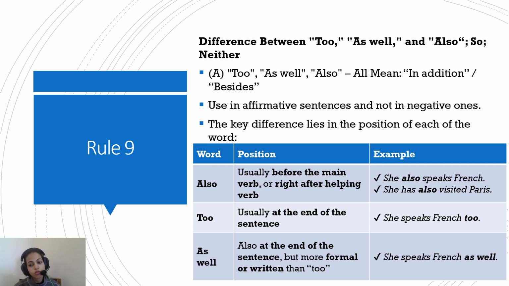Or she has also visited Paris. So also cannot come at the end of the sentence. It's either before speaks or before visited. Now the word too is usually at the end of the sentence.